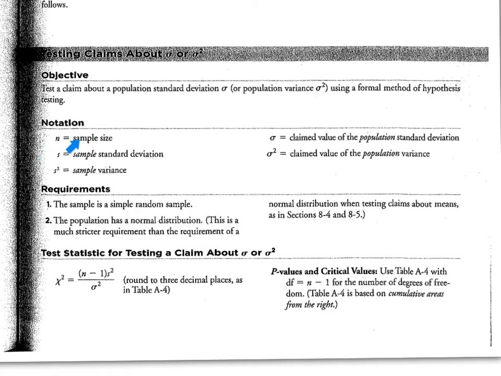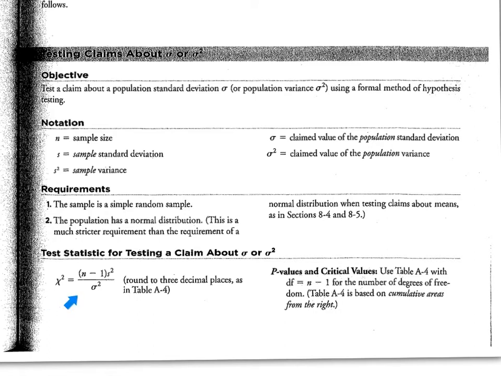These are all your variables. You've seen them before. n is sample size, s is sample standard deviation, s squared is sample variance, and then the population standard deviation is sigma, and sigma squared is the population variance that's claimed. And we've got requirements, just like we had in previous sampling distributions. The sample has to be a simple random sample. The population has a normal distribution, so again, it's a very strict requirement for testing with variance and standard deviation.